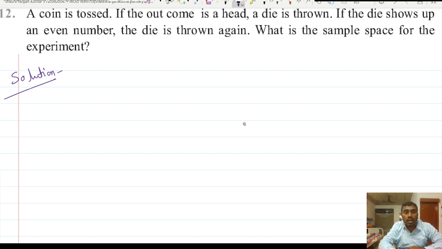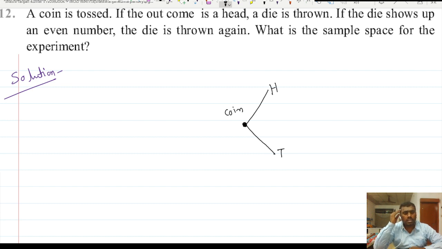The question says a coin is tossed, so let us make the diagram. If we are tossing a coin, this is the first coin. So what are the total possible outcomes? It may be head or it may be tail. Two possibilities: the coin may show head or the coin may show tail. This is the case.